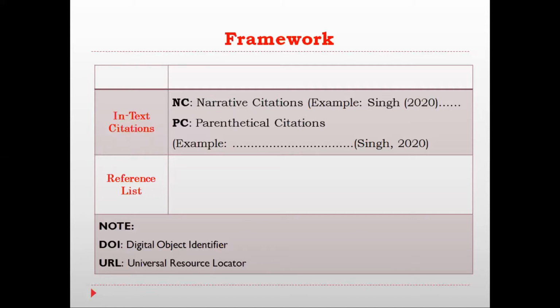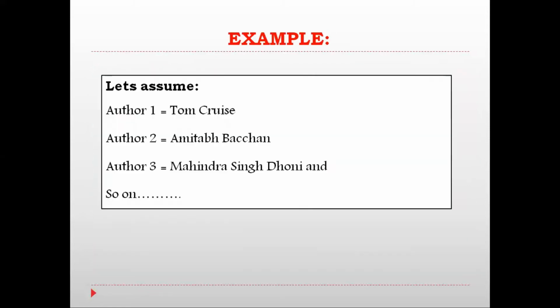So to begin with, let's continue with the same example because it's easy to understand by using these common names that we all know or have heard of. Let's use the example where author one will be Tom Cruise, author two will be Amitabh Bachchan, author three will be Mahendra Singh Dhoni, and author four will be, you can guess, and so on and so forth.